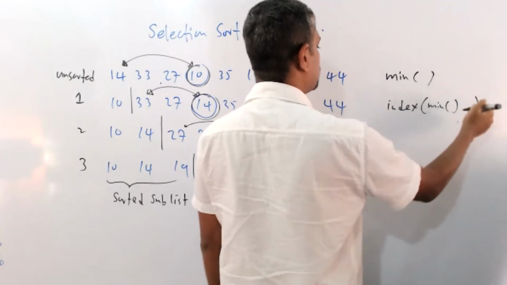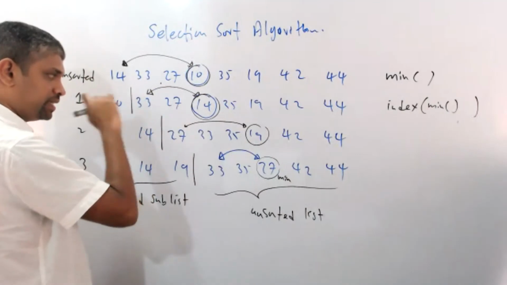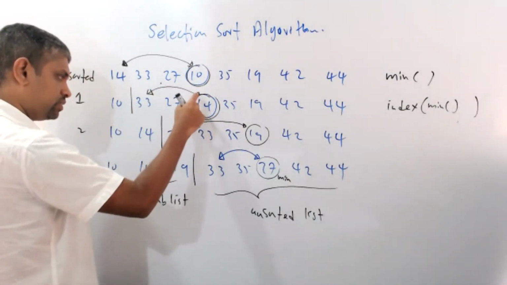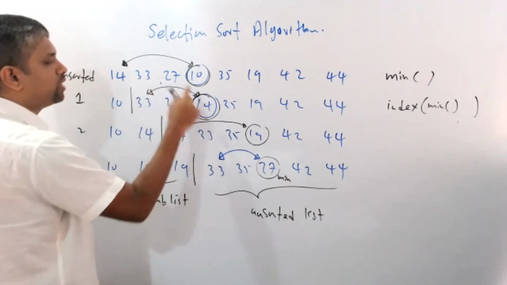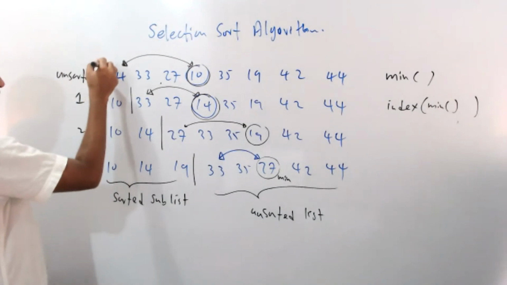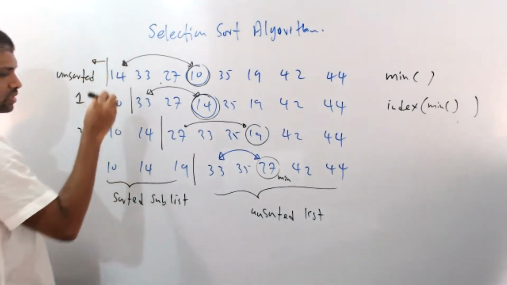Find the index. Then that index must be that location, that this minimum value must be swapped with this value. That's the method. So initially, at the beginning, this is the sorted part, right?